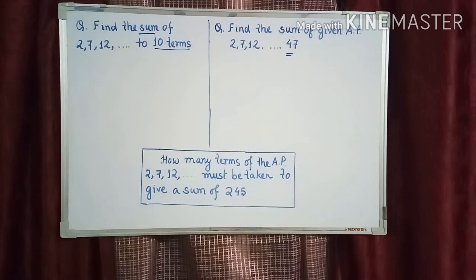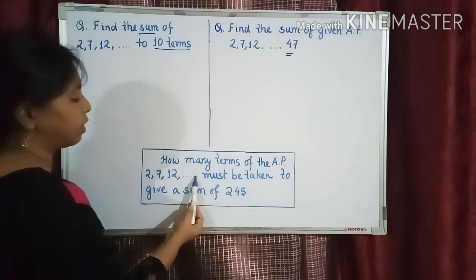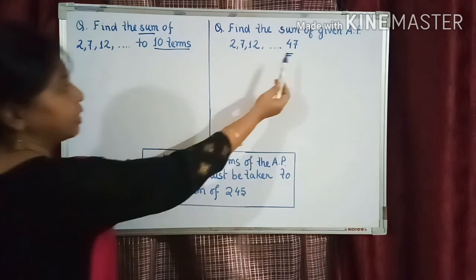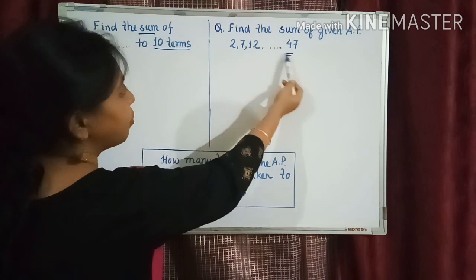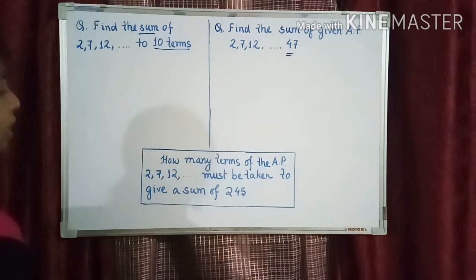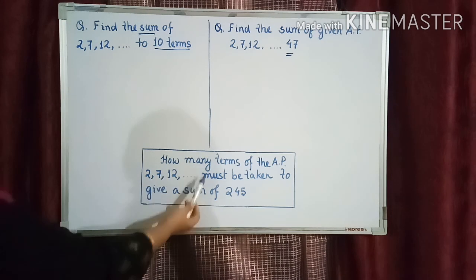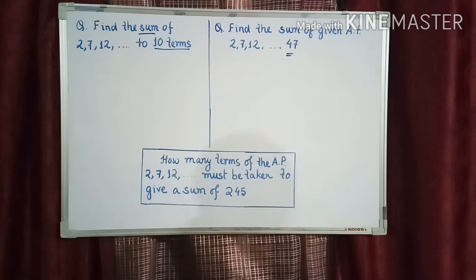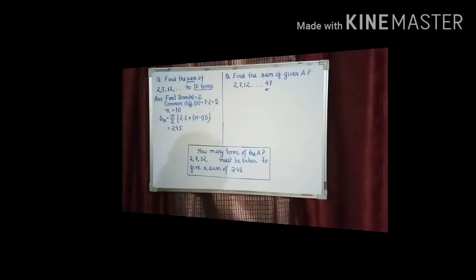Third question: how many terms of the AP must be taken to give a sum of 245? Here the last term is not given. If we knew the last term, we would find its position and come to know how many terms there are. But here the thing is different. Here the total sum is given, 245, and you have to find the n value, how many terms there are.